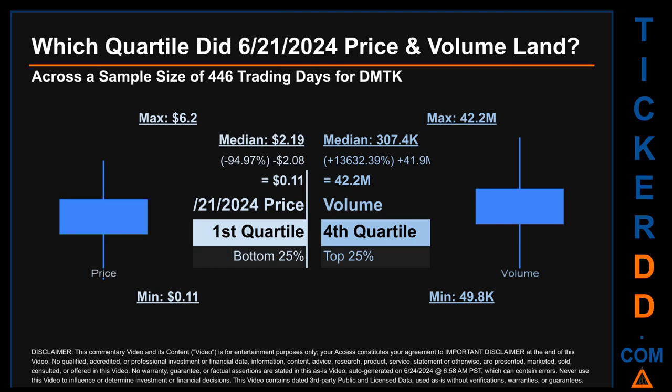Descriptively, DMTK has a median price of $2.19. Therefore, June 21, 2024 price was lower from that middle marker by 94.97%. The day's volume of 42.2 million was more than the median by 13,632.39%.